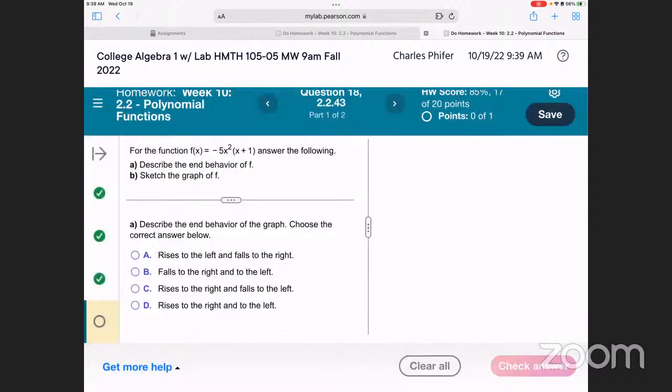So for this function, describe the end behavior. First we need to identify the leading term, right? The way it's written, the actual leading term is a little bit deceptive. We need to expand this out.